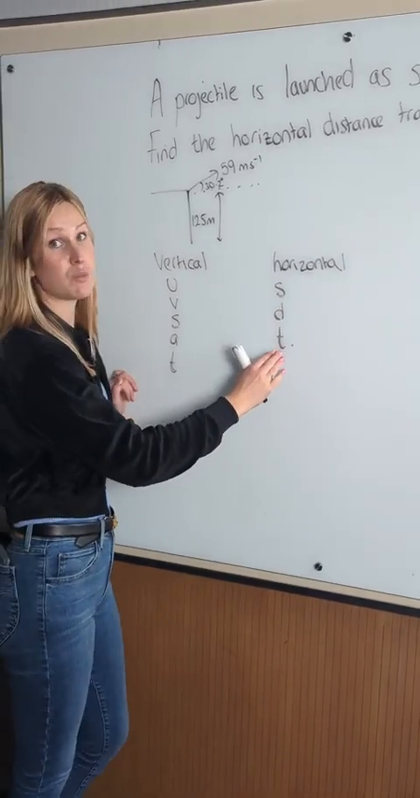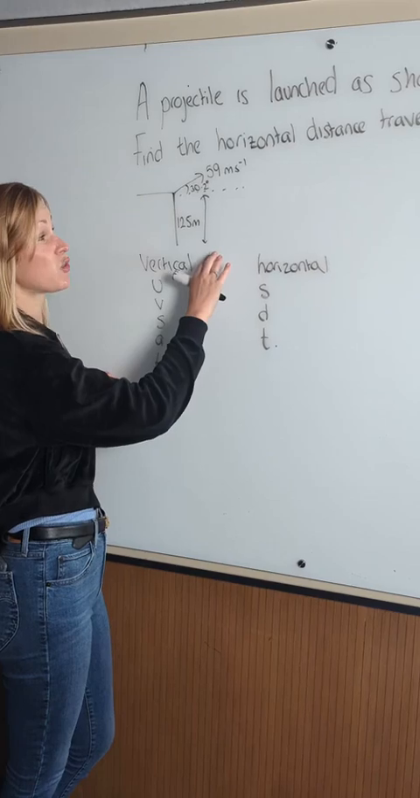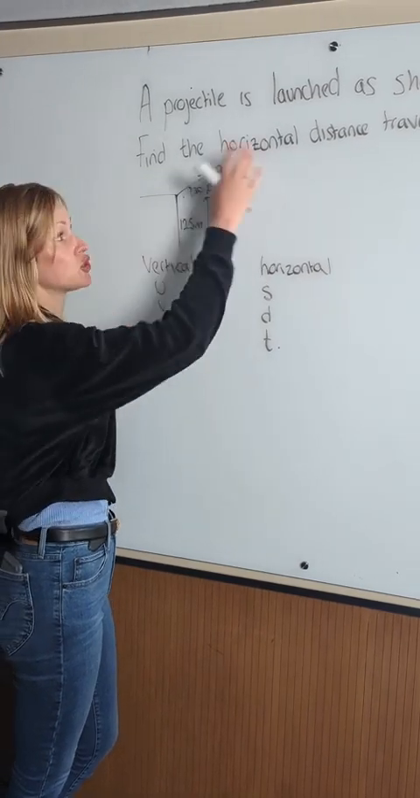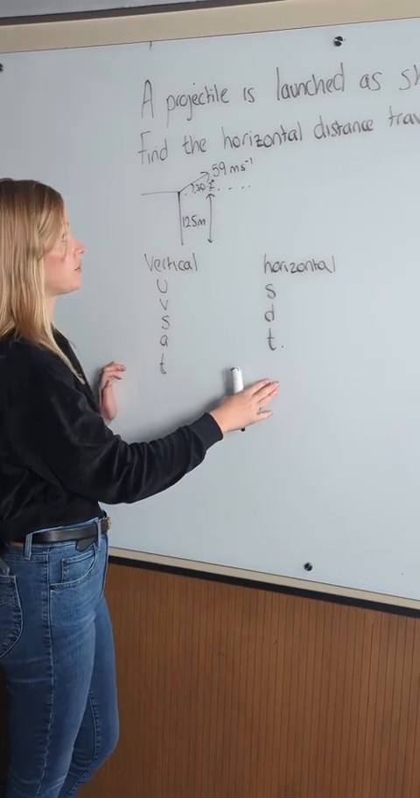And again, I can use speed equals distance over time for the horizontal direction because in these questions, we always assume that there's no air resistance. So there's no forces opposing the motion.